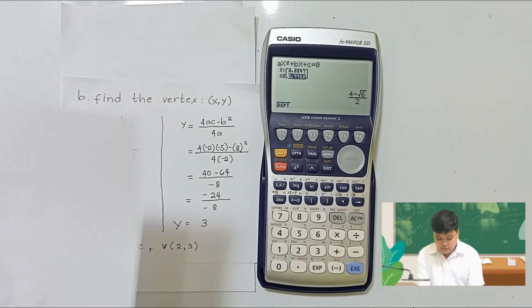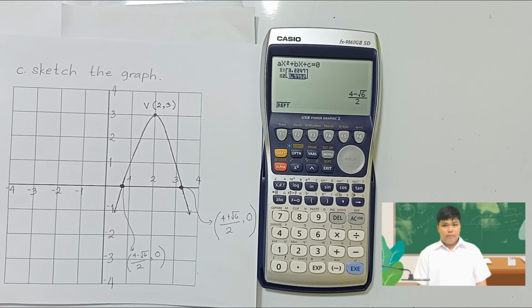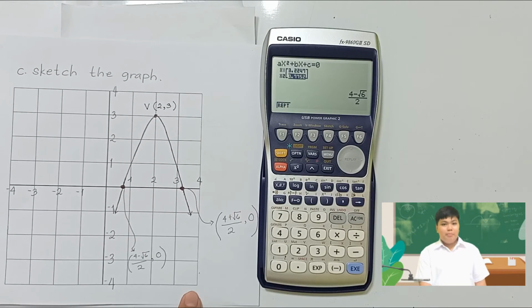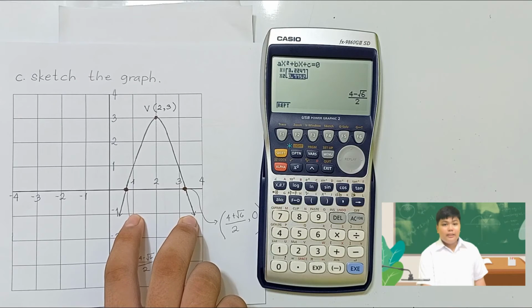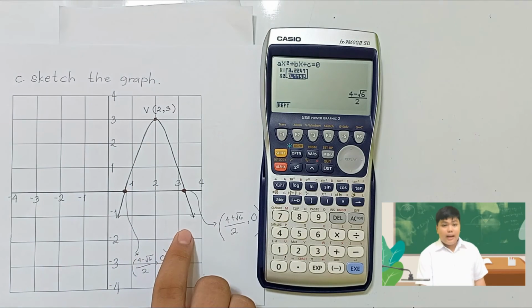For letter C, we're going to sketch the graph. This is the graph that I did manually. Here's the vertex and these are the zeros. Then I connect them smoothly. And now we have a parabola that opens downward.